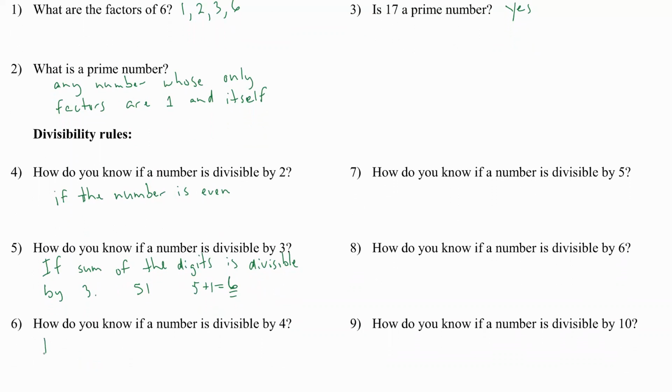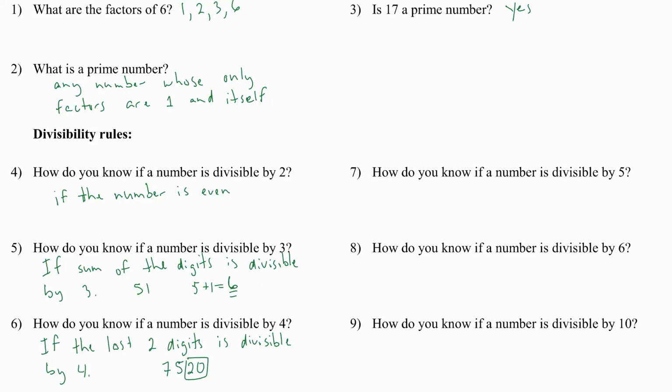All right, how do you know if a number is divisible by 4? This one's not as necessary to memorize, so you can do 2 twice, but it's if the last 2 digits are divisible by 4. So for example, is 7,520 divisible by 4? The answer is yes, because those last 2 digits are divisible by 4.